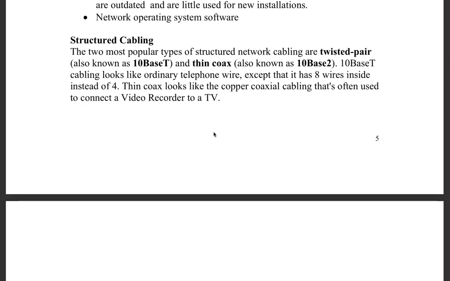We have cabling. Now, in networking, I know most of you have seen network cables.